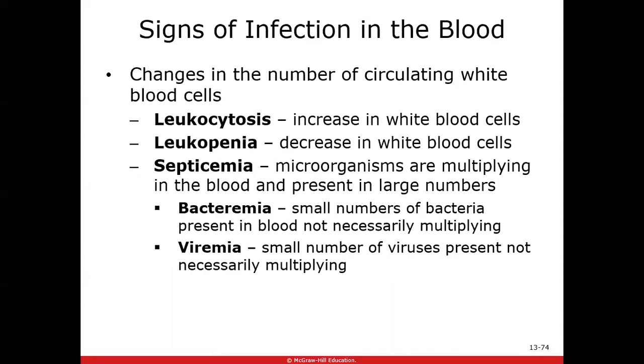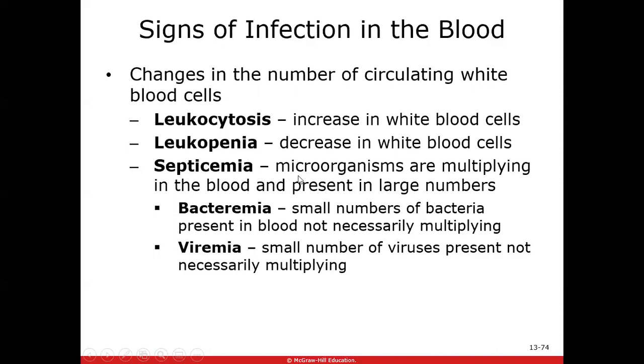And some of the signs are in the blood. There are changes in the number of circulating white blood cells. You can have leukocytosis, an increase in white blood cells, saying that the body's trying to fight something off. Leukopenia is a decrease in white blood cells. Certain diseases will actually have a decrease in white blood cells.